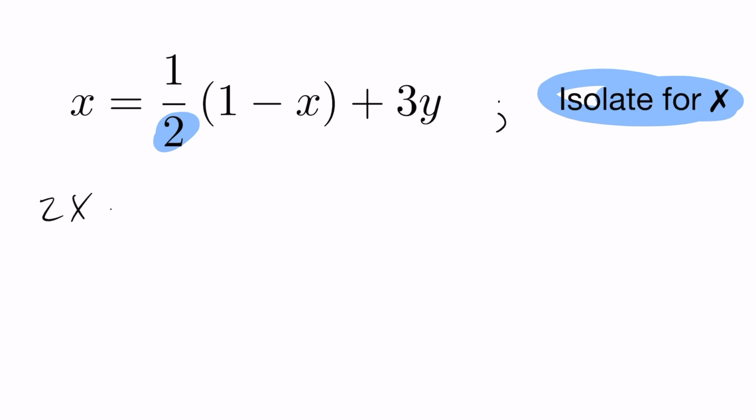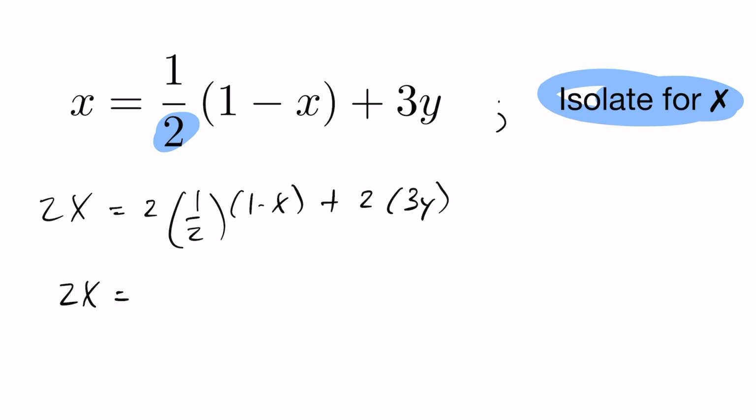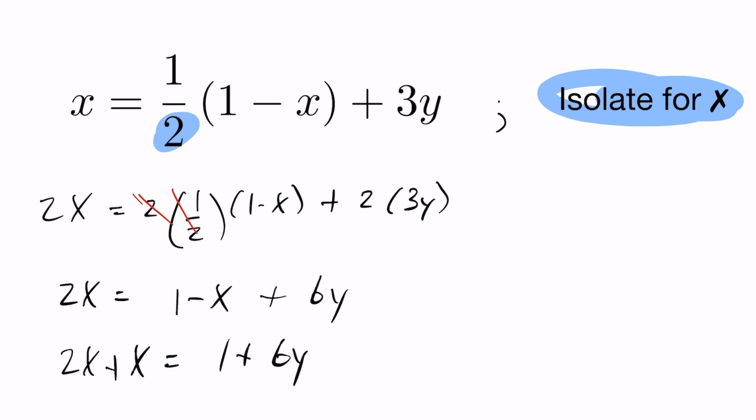So I get 2 times x is 2 times a half times 1 minus x plus 2 times 3y, in which case here we get 2x. And 2 times a half is just 1, so that cancels itself out. I just end up with 1 minus x, and that becomes plus 6y. Again, I'm looking to solve for x. I have to bring x's to one side, so I'm going to add x to both sides. I get 1 plus 2x plus x equals 1 plus 6y. 2x plus x is 3x, is 1 plus 6y.